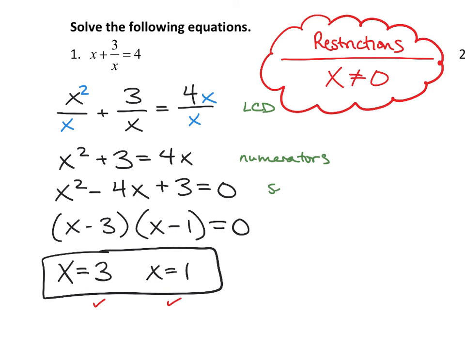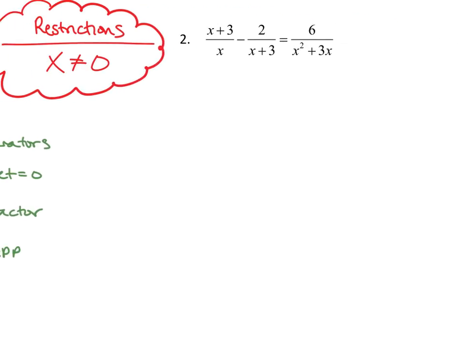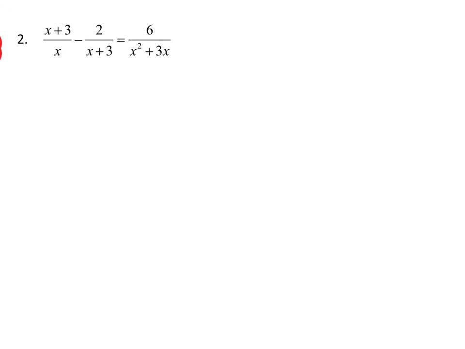Then I set equal to 0, and I factored, and I was able to use the zero product property to be able to say that x is equal to 3 and x is equal to 1. Again, both of those work because neither of them are part of my restriction. Let's go on to number 2. Again, you're going to pause the video and try number 2, and then press go when you're ready to see how you did.